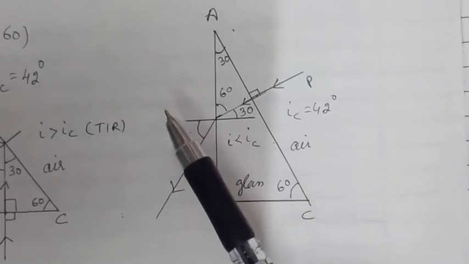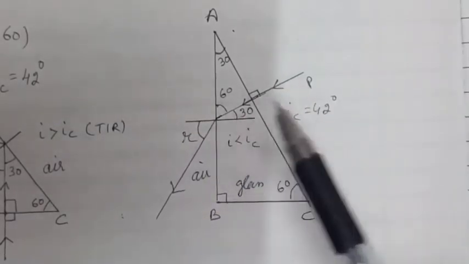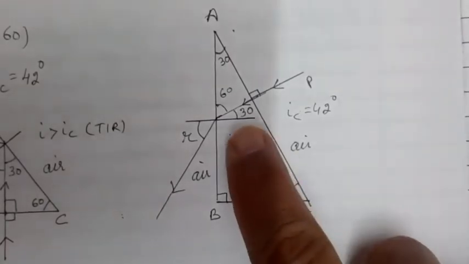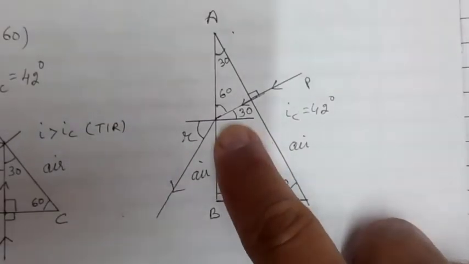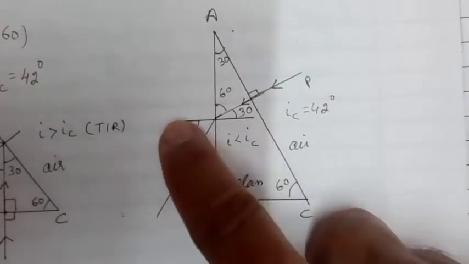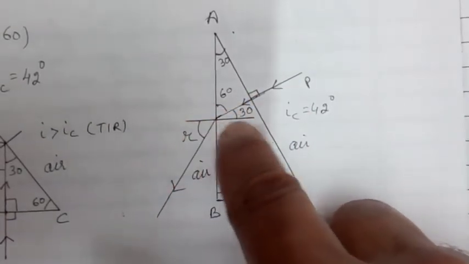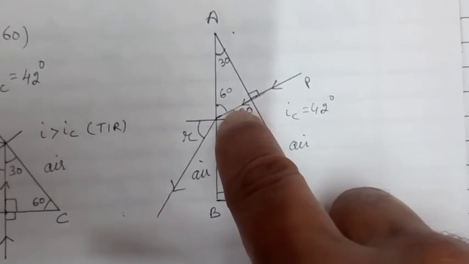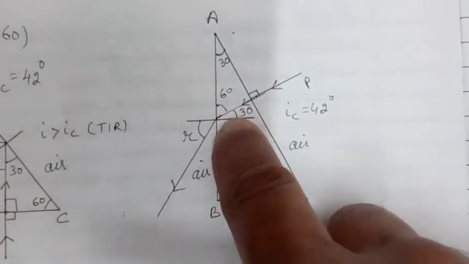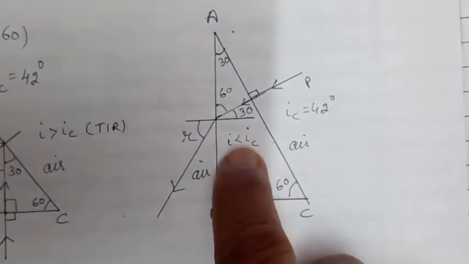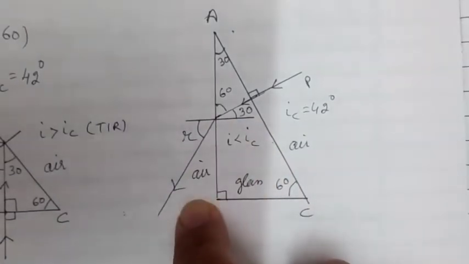Angle of incidence is the angle between the normal and the incident ray. This angle is the angle of incidence, not this. Many times boys go wrong here. Angle of incidence is the angle between the normal and the incident ray. That's the incident ray and this is the normal. This angle we just found out is equal to 30, which is less than the critical angle, hence the ray gets refracted.